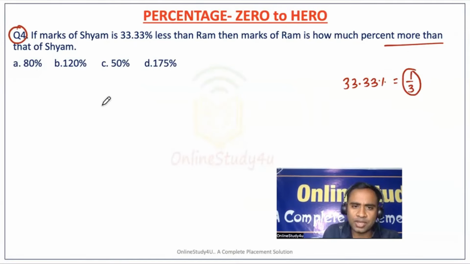Okay, now here I will put, if the marks of Syam are 33 percent less than Ram, so here I will put Ram and here I will put Syam.